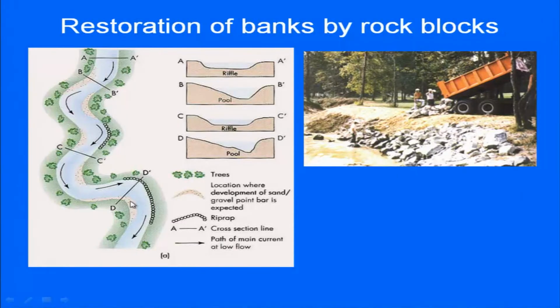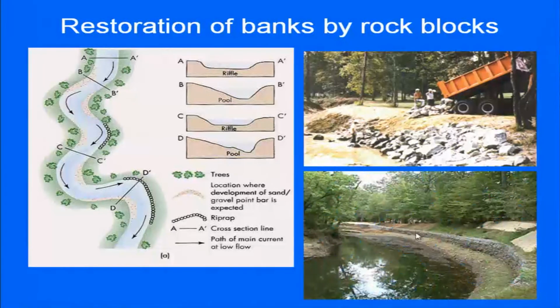This is the point bar here, and most of the pool or the higher velocity will be seen on this side. To stop the erosion, it has been lined by rocks, rock fragments and rock blocks, and finally what you see is a very beautiful outline of the channel here, a restored channel.